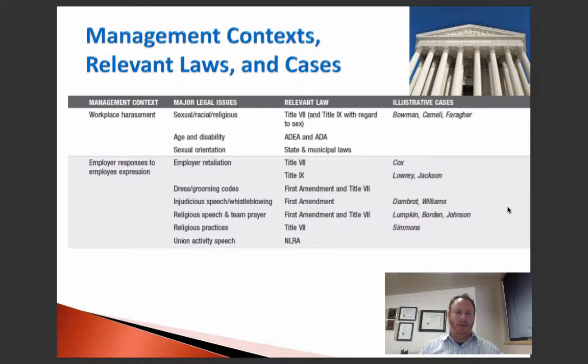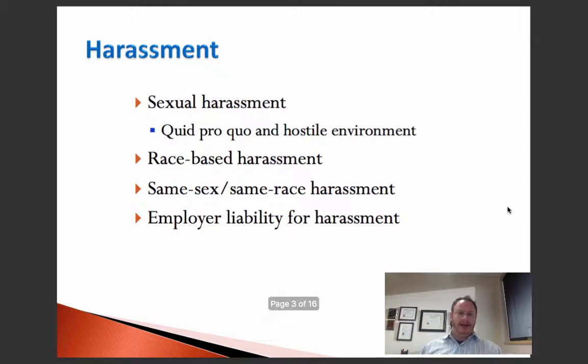And as you can see, workplace harassment can occur in a litany of contexts, whether it's harassment based on one's sex, race, religious beliefs, disability, their age, as well as in some states and municipalities, one's sexual orientation or gender identity. This chapter has to do with harassment, and there's different types of harassment like the last slide showed.